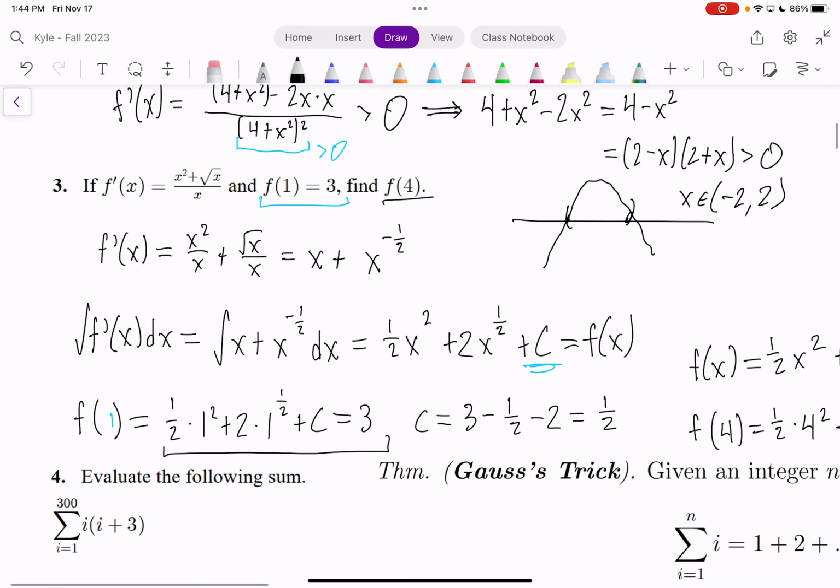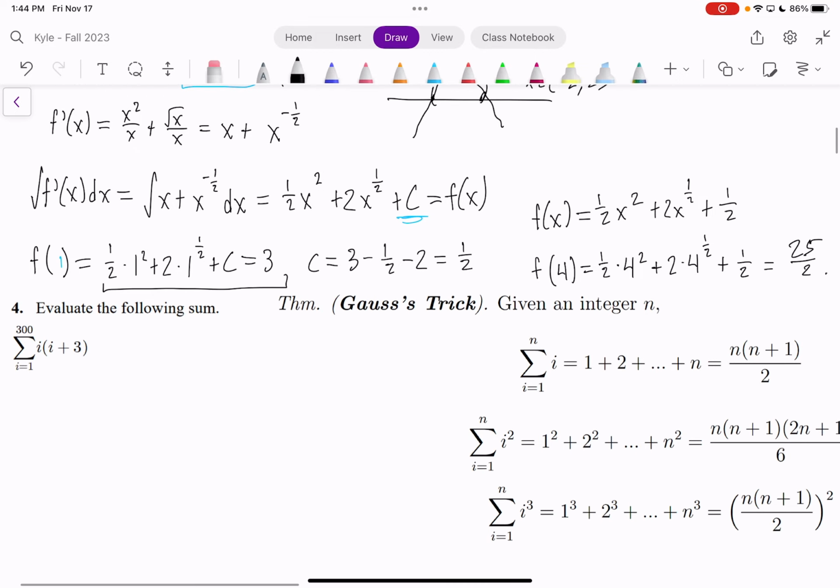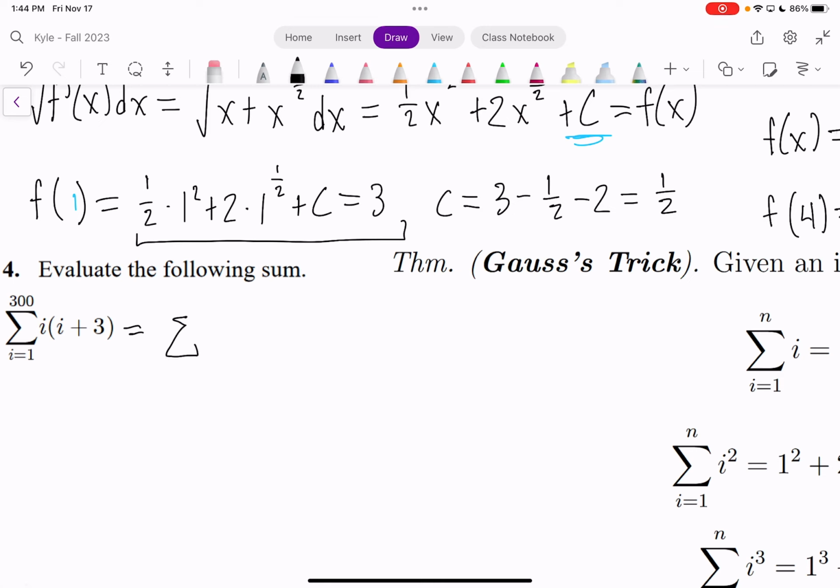Let's think back. I'll zoom out a bit just so you can take a look at that. We're going to evaluate the following sum, and we'll use our Gauss's trick to help us. The question says we need to evaluate the sum from i equals 1 up to 300 of i times i plus 3. We might not know how to do this in the current form, but let's see if we can manipulate it so that we can solve it with our Gauss's trick. Let's start by expanding the terms in the sum. We have the sum from i equals 1 up to 300 of i squared plus 3i.